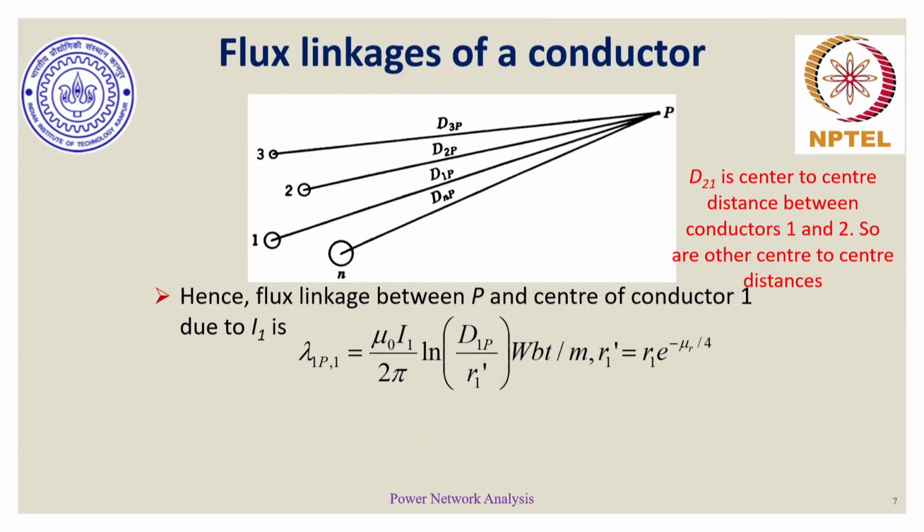So let's do that one by one. If I have a point P which is at a distance d1p from the center of the conductor carrying current I1, it is also at a distance d2p from the center of the conductor carrying current I2, and similarly d3p, d4p, and so on till dnp, where I1 plus I2 plus I3 till In are all 0 at any point of time. And if I focus only on one conductor at a time, let's focus only on current I1.